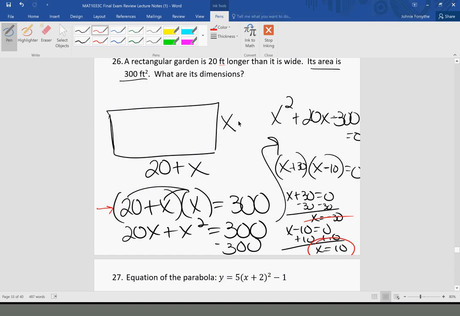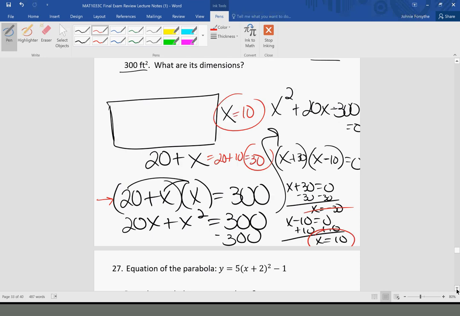So if x equals 10, that means that the width would be 10, and the length would be 20 plus 10, which is 30. So it would be 30 and 10.